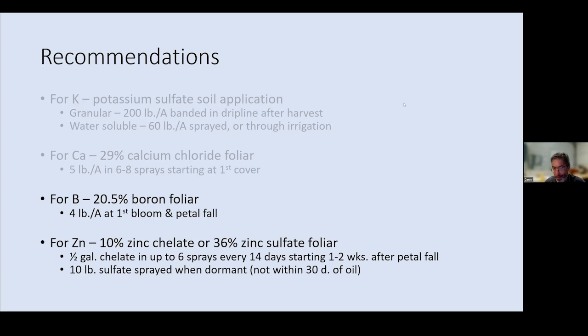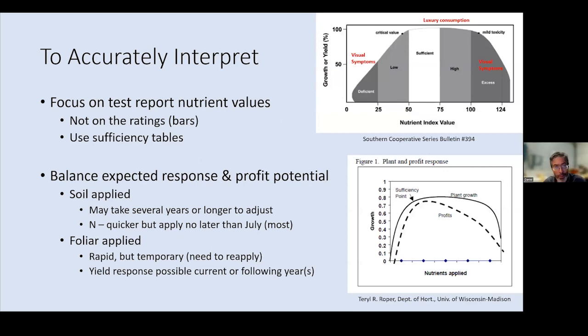For zinc, we have two options: 10% zinc chelate, half a gallon in up to 6 sprays every 14 days, starting 1 to 2 weeks after petal fall, and/or 10% zinc sulfate sprayed when dormant, but not within 30 days of an oil application to avoid crop damage. So to accurately interpret these, focus, just like on the soil, on the test report nutrient values, not on the bars, and then use the sufficiency tables to interpret them.